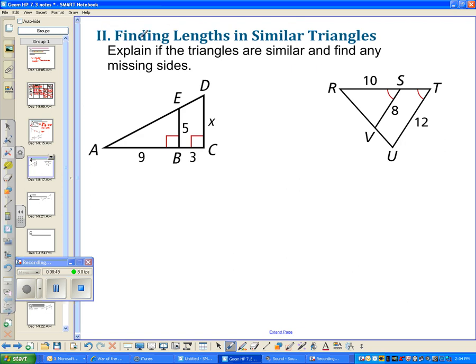Okay, we can actually use similar triangles to find lengths. So let's say, for example, I give you this picture. We're not necessarily sure at first if they're similar or not. So let's think about it.